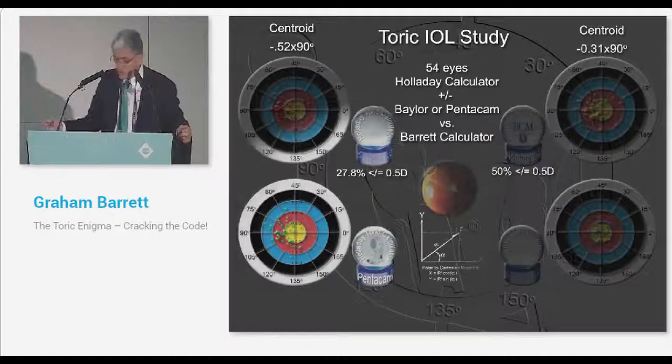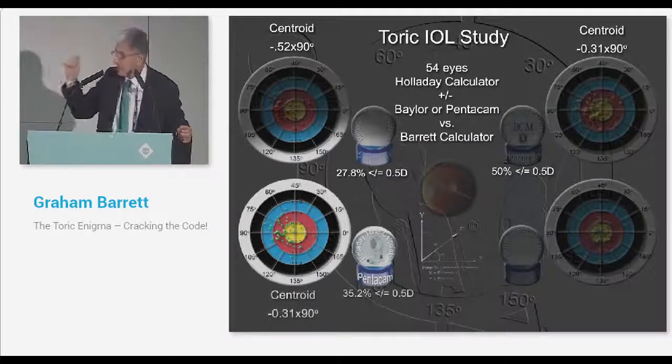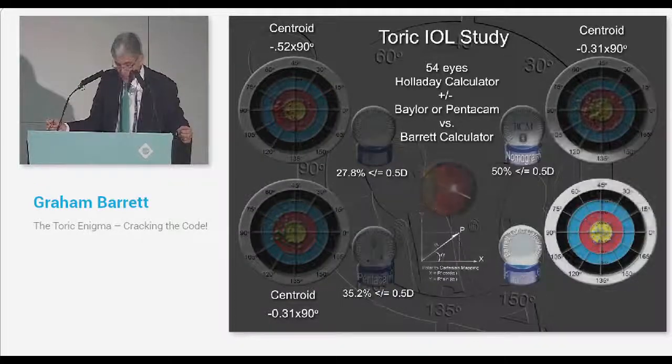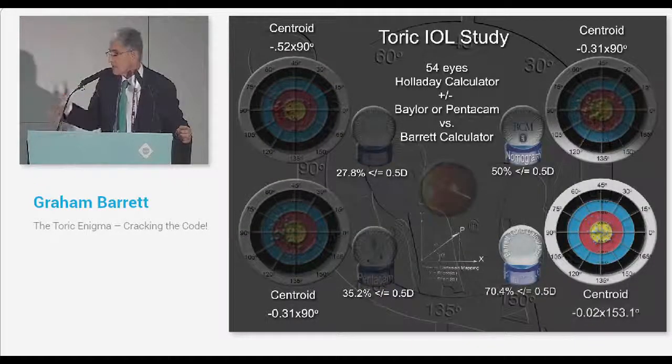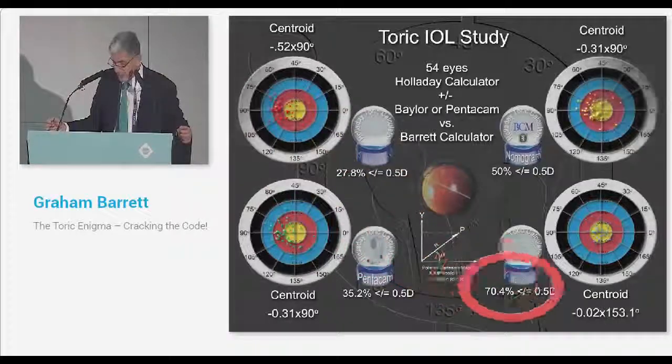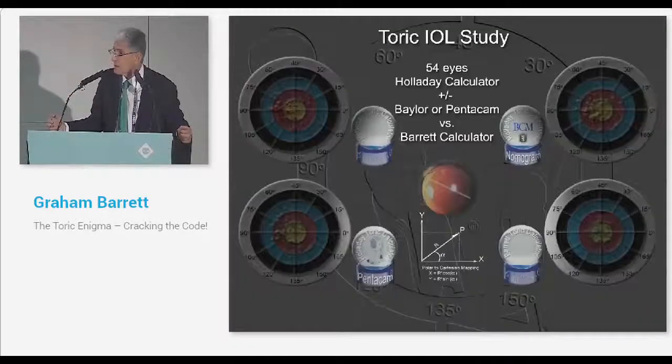To 50%. We also looked at the Holiday with pentacam measurements of the posterior radius. Not that great, still 35%, as opposed to 70.4% for my own calculator. It's a bit of a surprise, but if you measure the posterior radius, at least on the pentacam, and use that in your calculations, you're not going to get as good a result as with my calculator.